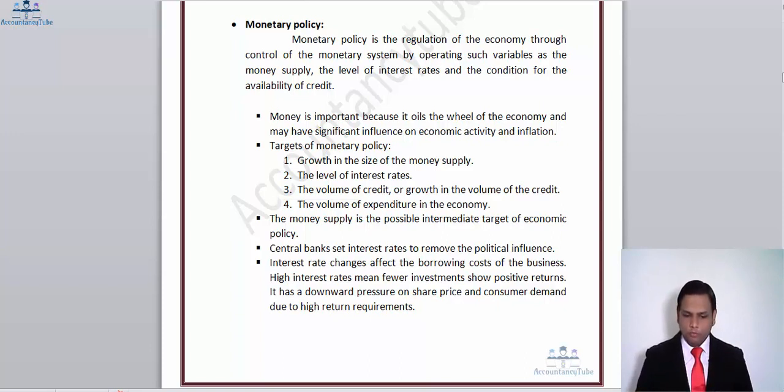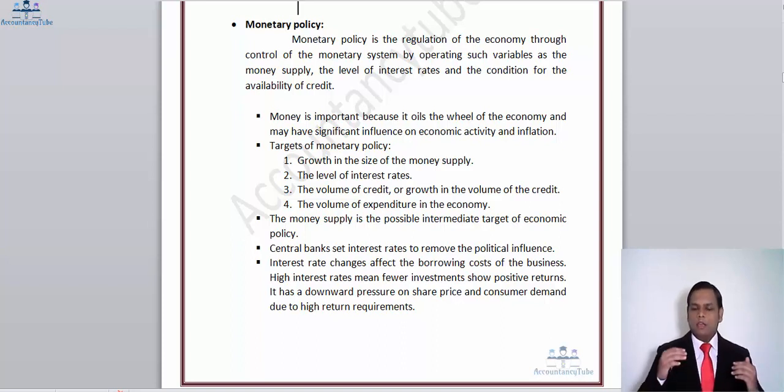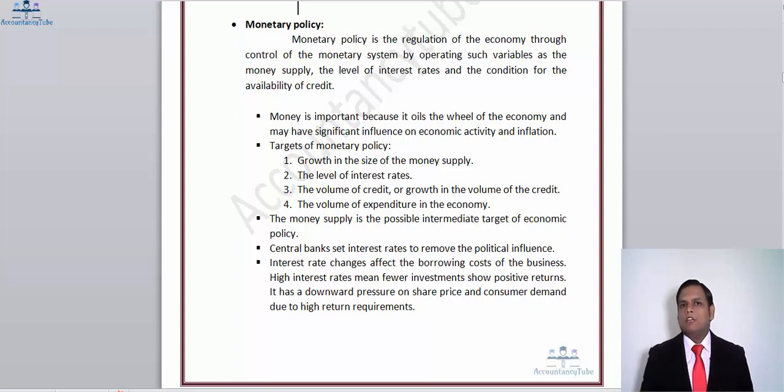Then we have the volume of credit, a growth in the volume of credit. One of the most important factors for any economy to move forward is the availability of credit. How easy it is for businessmen, entrepreneurs and startups to obtain the funds to raise their businesses. Again, this is a policy set by the governments. Ease of obtaining finance will definitely be good for the economy because people can borrow on easy terms and use that money to expand their businesses.